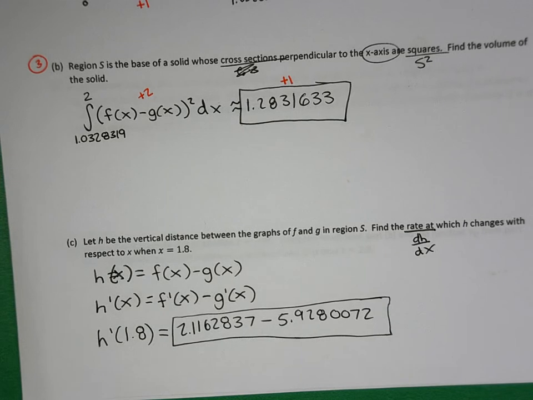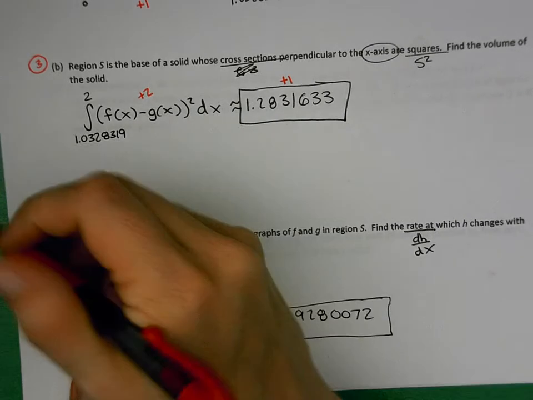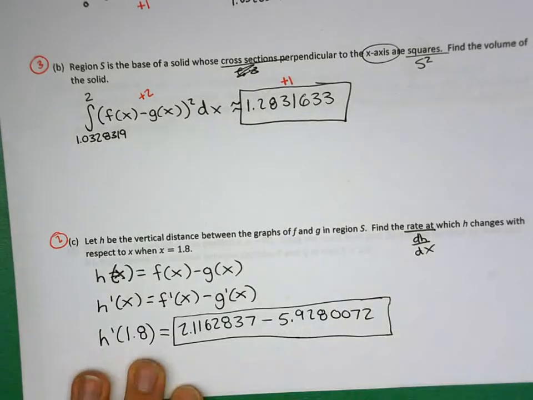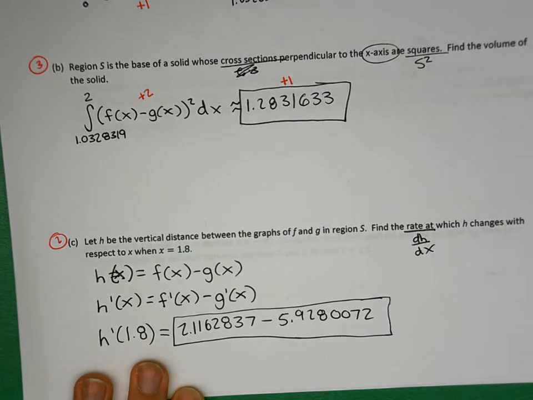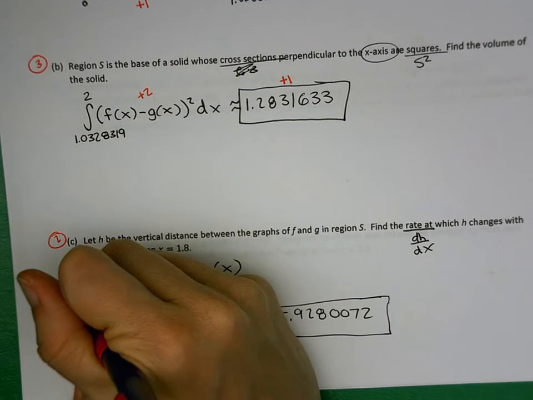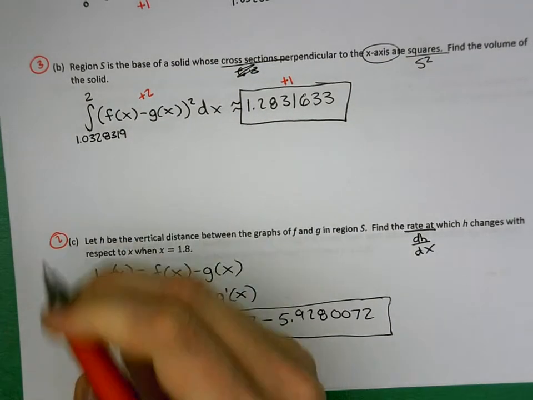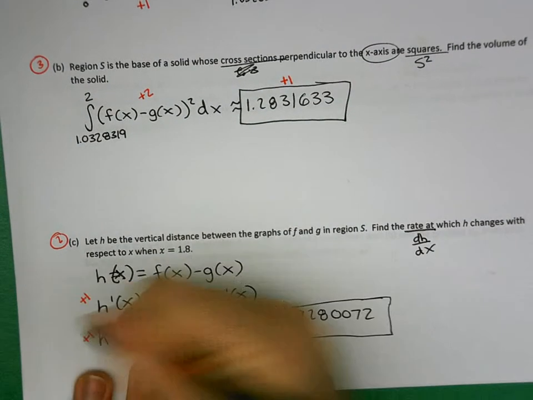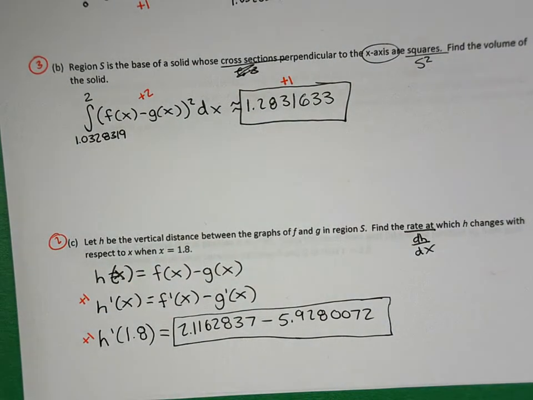This one was worth 2 points. First point was for the h prime, considering h prime, and second point was for your answer. Okay? Same rules for partial credit.